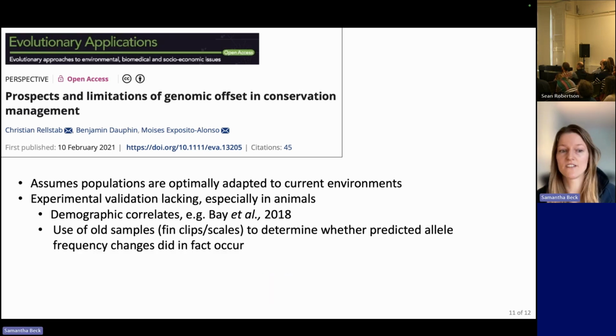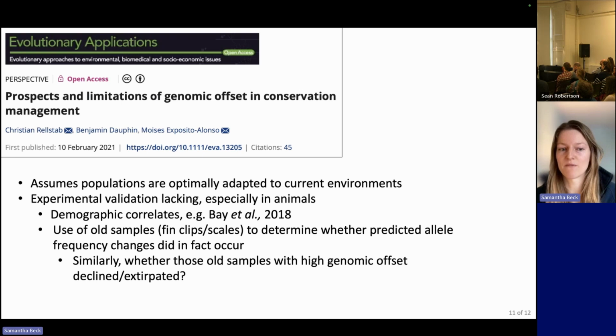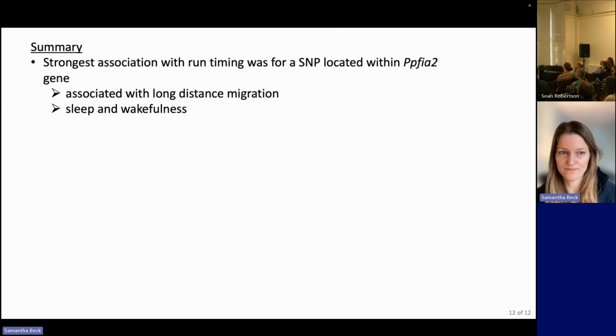Another way we can validate it is the use of old samples. So fin clips and scales that I know a lot of you have thousands of, and we can use these, if we can get a decent genomic coverage, to determine whether what was predicted for those old samples actually matches what's happening today. So we can use that to predict the present and to see how well it managed to predict the present. And then from that, we can have a better understanding of whether our findings are true and how they can translate into real life. And similarly, we can see whether those populations that we predicted to decline, did they actually decline or did they extirpate?